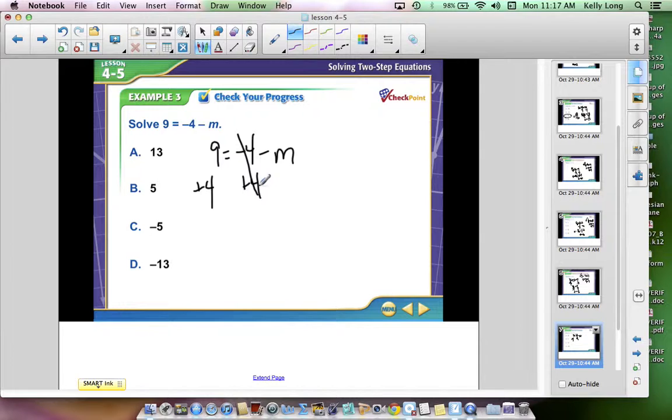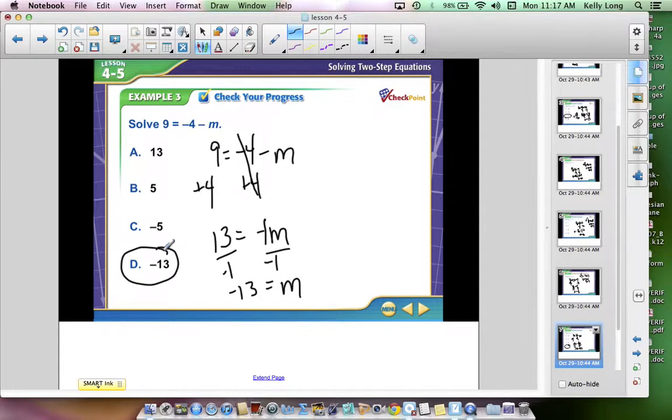Those are going to cancel each other out. 9 plus 4 equals 13. And what am I really left with over here? Minus m is really going to be a negative m. Do I want to know what negative m is equal to? No. So again, remember that's like a negative 1, an understood 1 there. So I can divide both sides by a negative 1. I get negative 13 is equal to m, or choice D, negative 13.